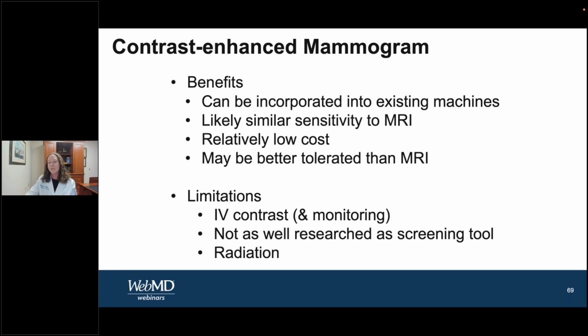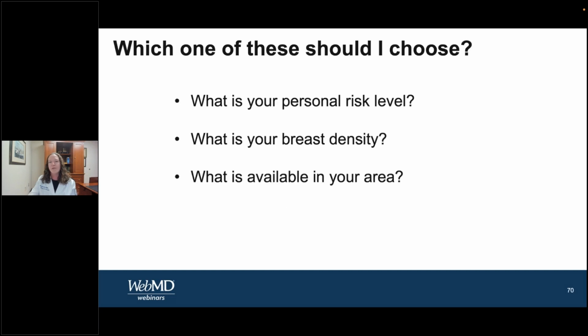But again, some limitations. It involves the use of intravenous contrast, so you have to get an IV line placed, and also contrast monitoring. So we have to have a nurse or doctor around when you're getting this examination because there's a very small risk of contrast reaction. And like I mentioned, it's not quite as well researched as a screening tool as some of the other methods are. And again, it does involve some radiation dose to the breast.